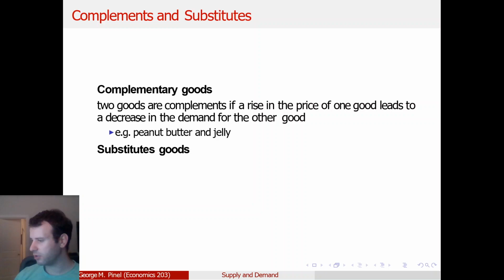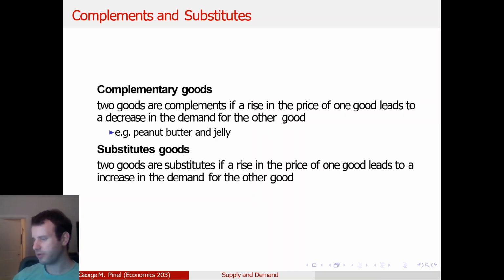So two goods are substitutes if a rise in the price of one good leads to an increase in demand for the other good. Right? So it's the exact opposite of a complementary good.